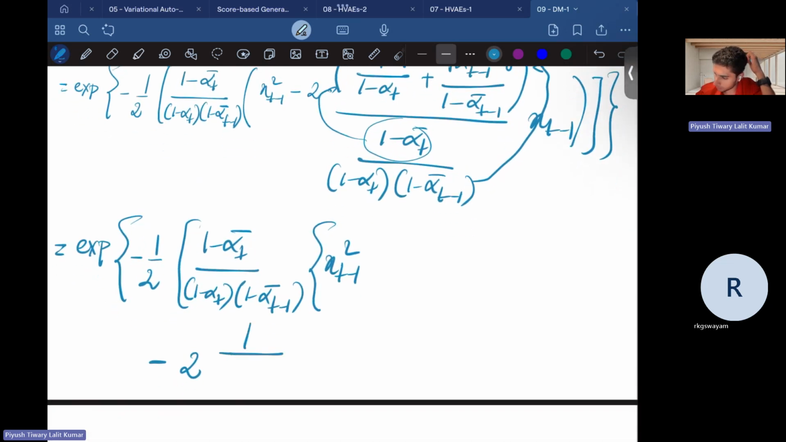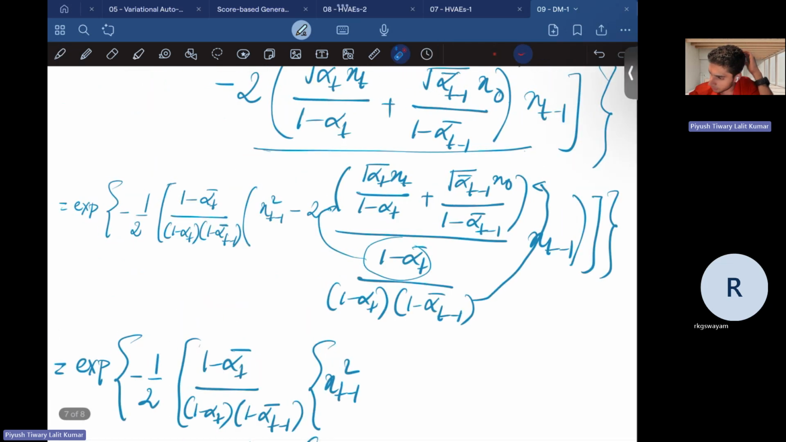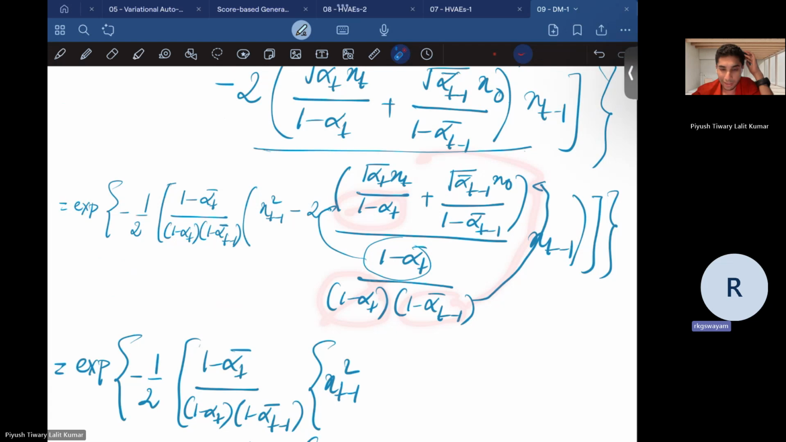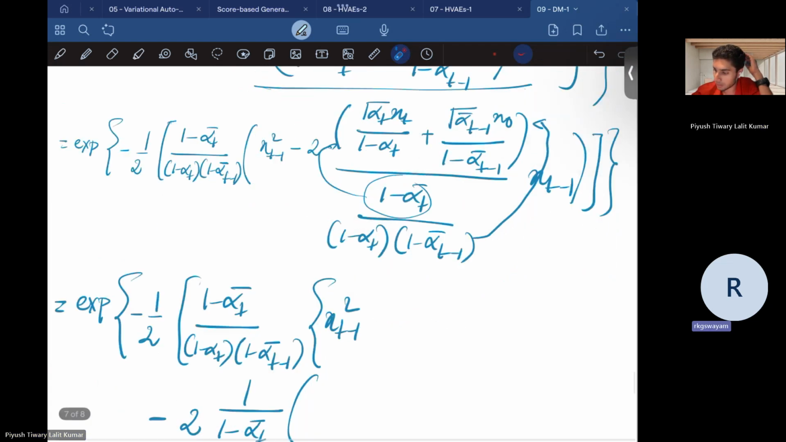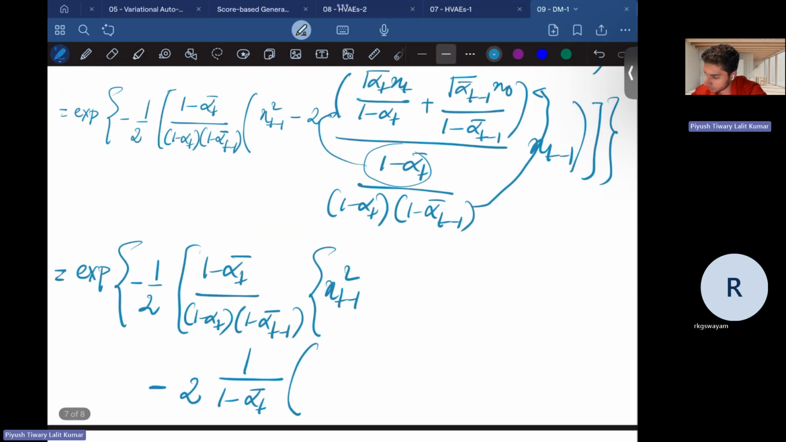So this will be 1 over 1 minus alpha t bar. If I take this inside, what will happen? See, the first term here has a denominator of 1 minus alpha t. And this thing will come here in the numerator and get multiplied here. In that case, this 1 minus alpha t will get cancelled with this 1 minus alpha t, and this is the only thing that will remain. Does that make sense? Yes. Okay.